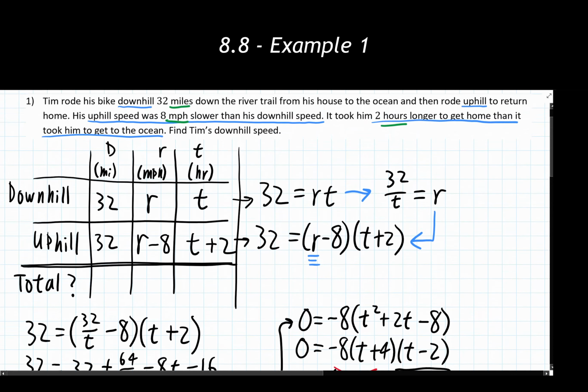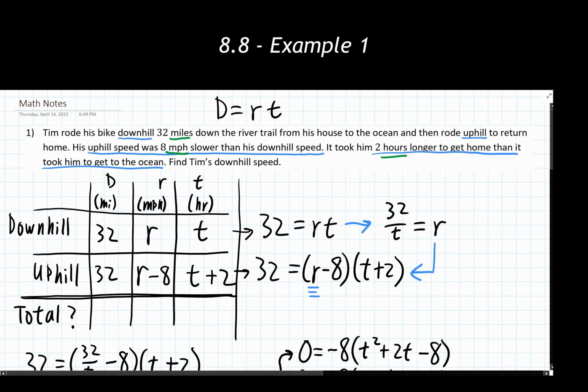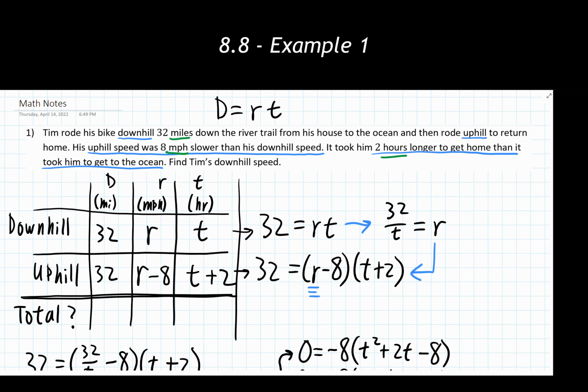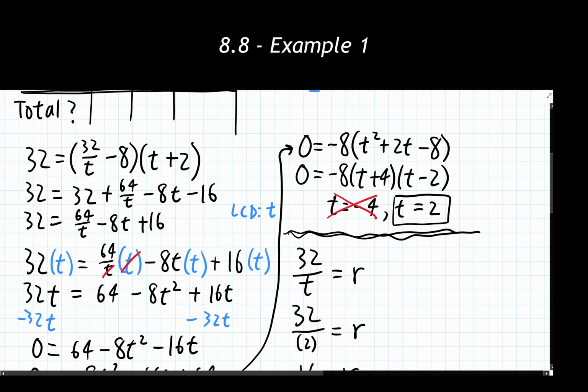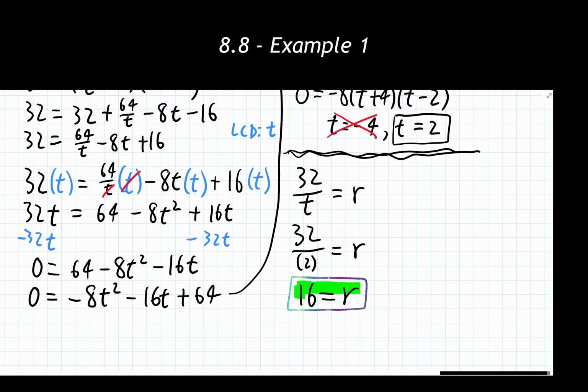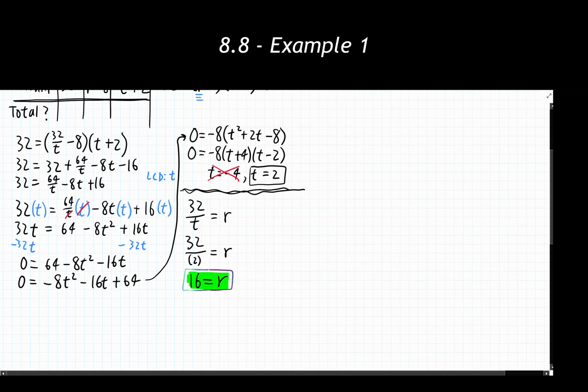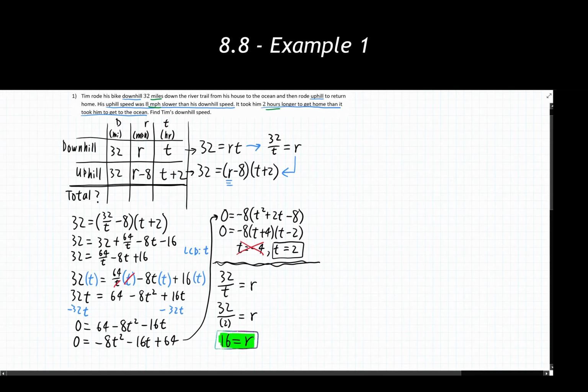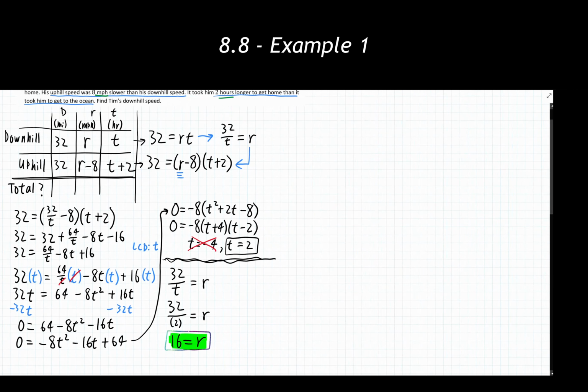Now I'm double checking for myself. R represents what? R represents the speed or the rate traveling downhill. That's what I'm asked to find. So, excellent. I have my final answer. That's the speed that he was traveling downhill is 16 miles per hour. Zoom us out here so we can get a look at all of the work. But there's our process for setting up and solving example problem number 1.